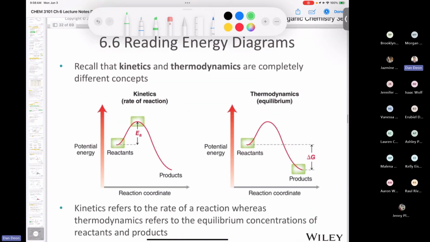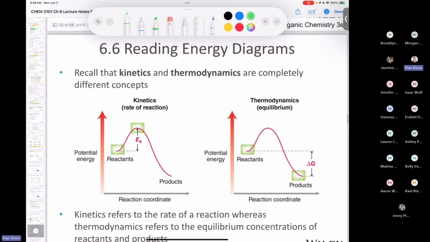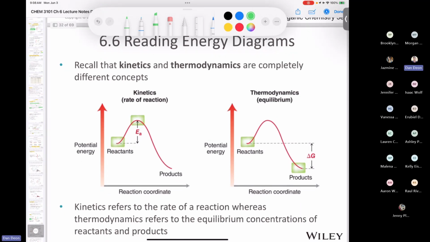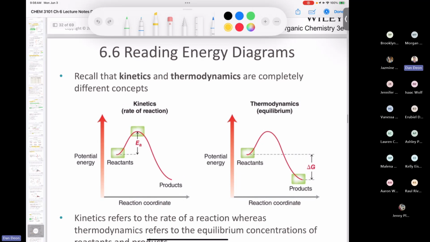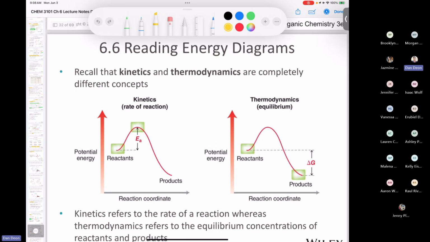Nothing more than that. So when we're reading energy diagrams, and these are both reaction coordinate diagrams here, if you didn't separate kinetics and thermodynamics as a general chemistry 1 student, or you struggled with it, don't hesitate to ask me any questions about it, because when you leave this class, or even when you just finish chapter 6, I want you to be sure that you understand the difference between kinetics and thermodynamics, and understand that they are not the same thing.